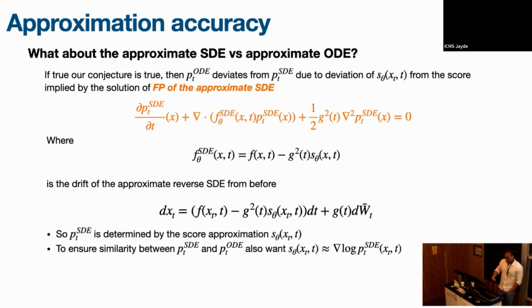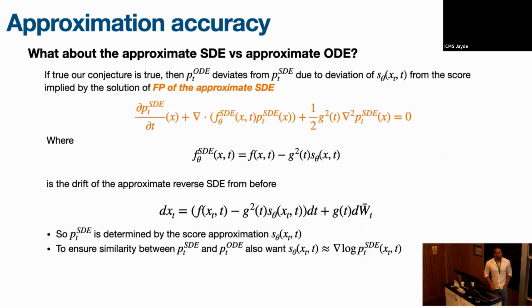Okay, so we want to look at the difference between these distributions. And in particular, we want to look at how far is the distribution generated by the approximate ODE from the distribution generated by the approximate SDE.